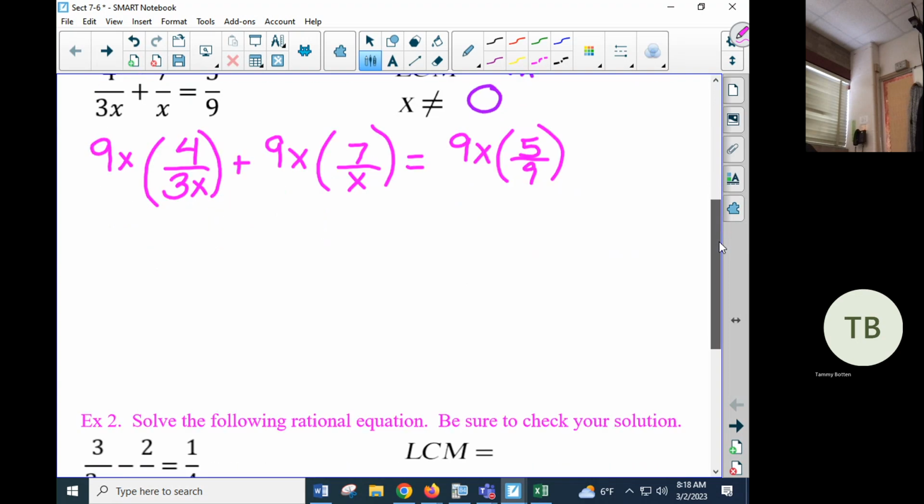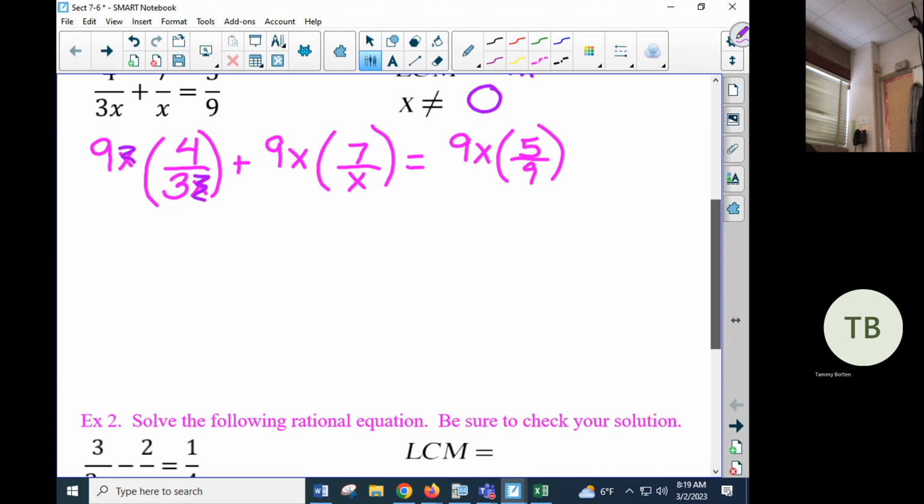Okay, now what we're going to do, once I do that, is I'm going to look at what I can cross out with this. If you have an X on the top and an X on the bottom, you can cancel those. So this and this can cancel.